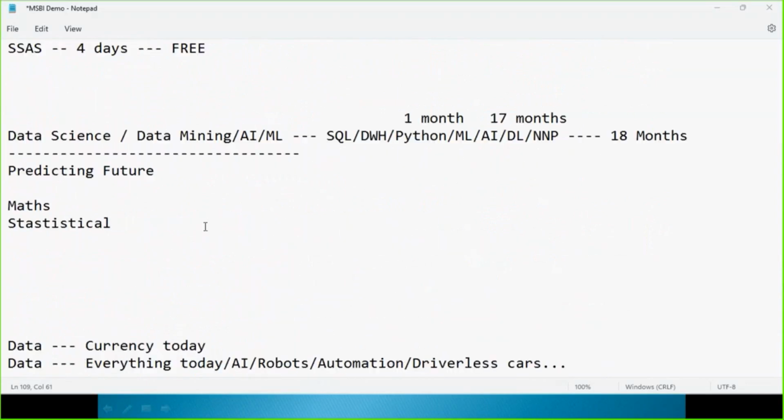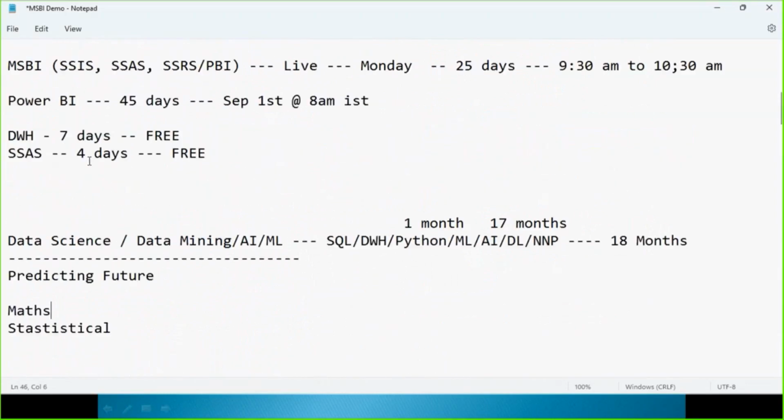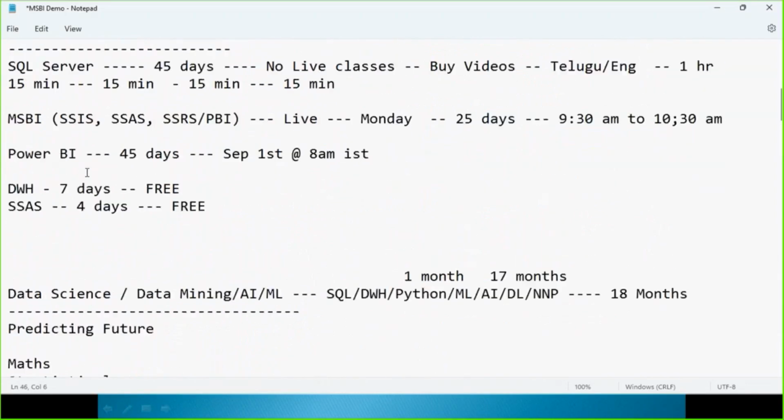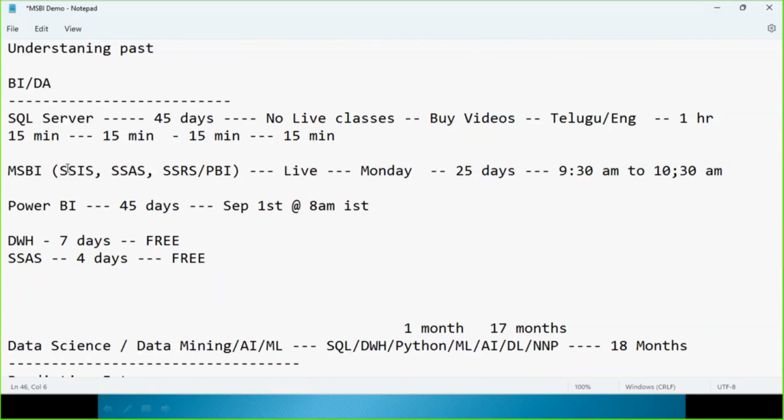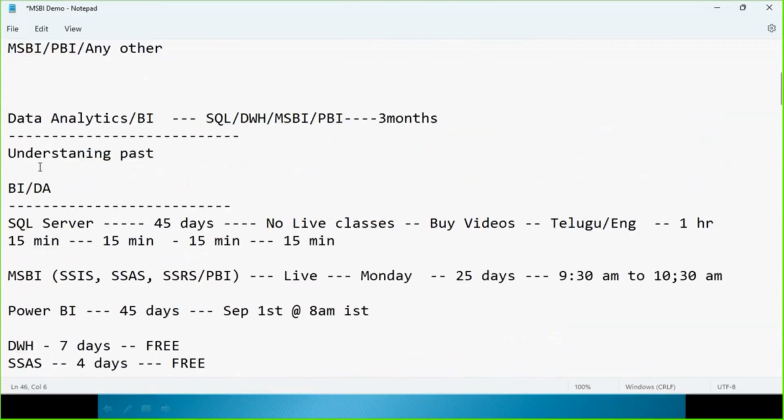MSBI in your system. So data science is predicting the future, and data analytics or business intelligence means you are reporting the past. Understanding the past is called data analytics. Data analytics means you need to learn all of them. So MSBI, all of them you have to learn along with Power BI, data warehouse and SQL.